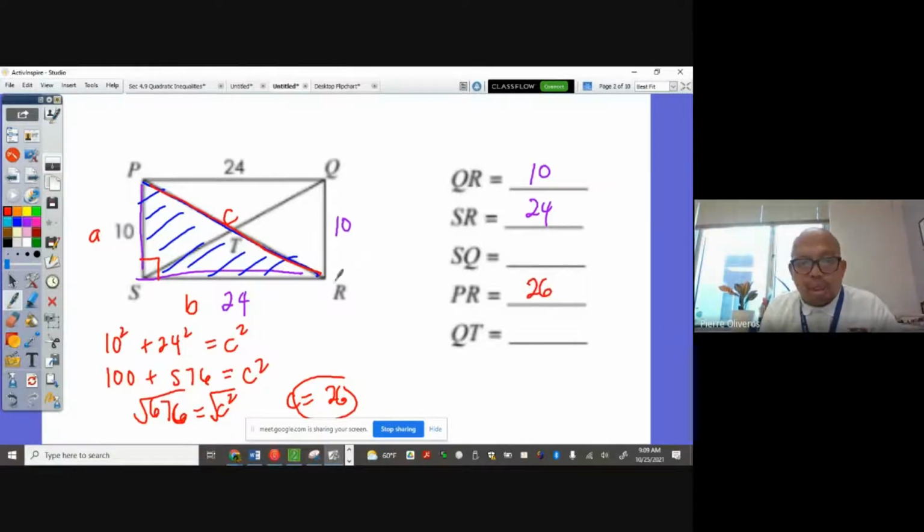If PR is 26, we know that SQ has to be also 26. And a portion of that one, because they're equal, all of them are equal and they bisect each other, QT is just half of 26, which will be 13, 13, 13, 13 for all of them. So this will be 13. And there you have it, okay?